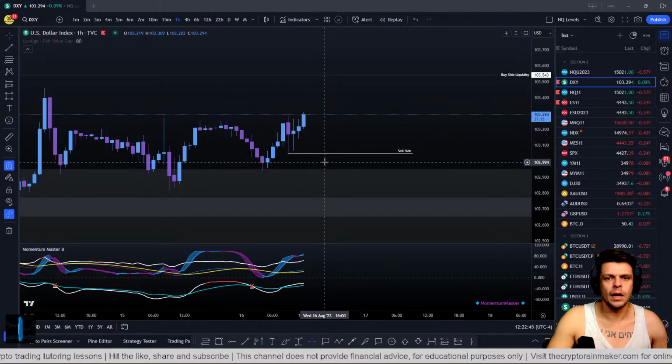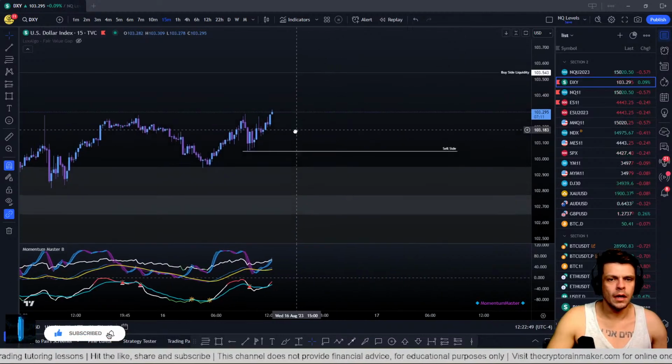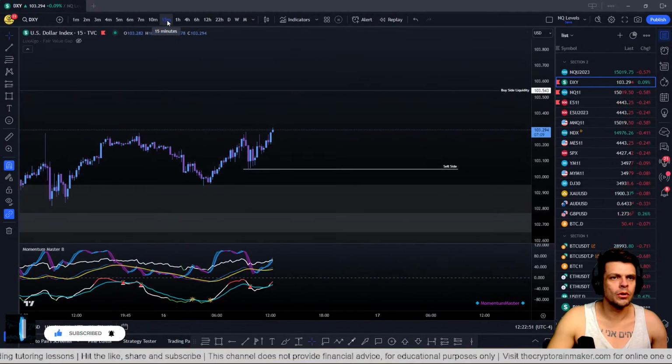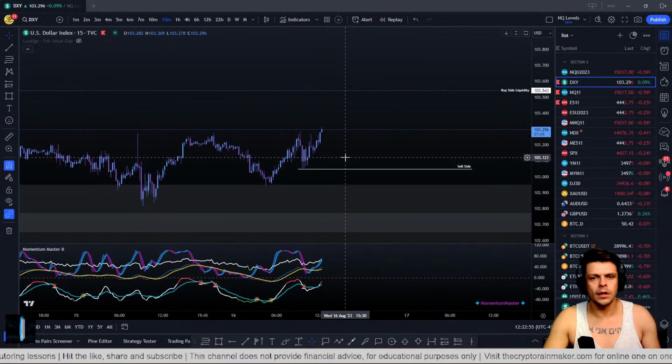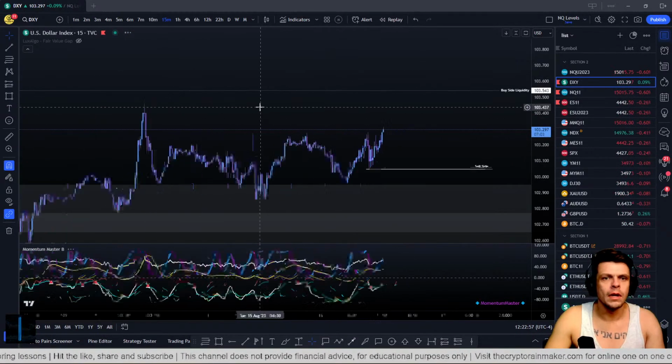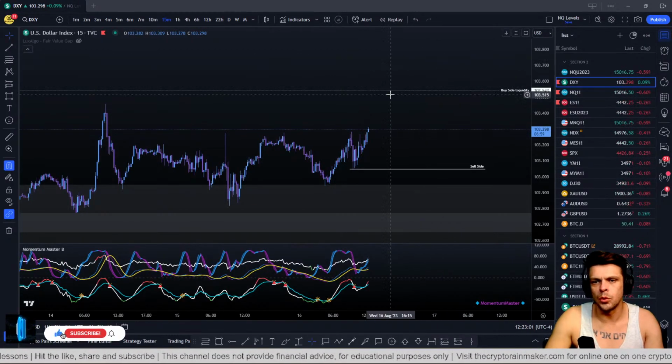If we dip down into this area and we displace out of it, for instance, displacement on the 15 or the 5-minute chart, then you can potentially look at a long position and then play it towards the buy side liquidity at 103.5.